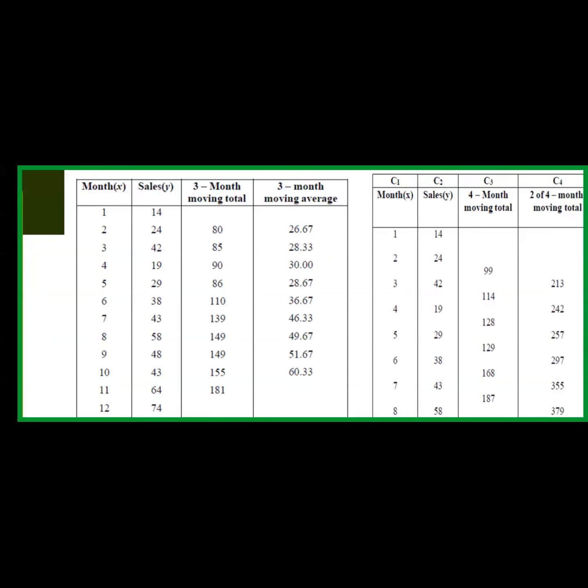So we continue. We start from 24. 24 plus 42 plus 19. We are doing 3 because the question said 3 moving average or moving total. So you are picking 3. You will see when we get to 4 moving total, you are going to pick 4. But for now, we are picking 3. So do again. 24 plus 42 plus 19 will give us what? 85. What is the middle? The middle is in front of what?